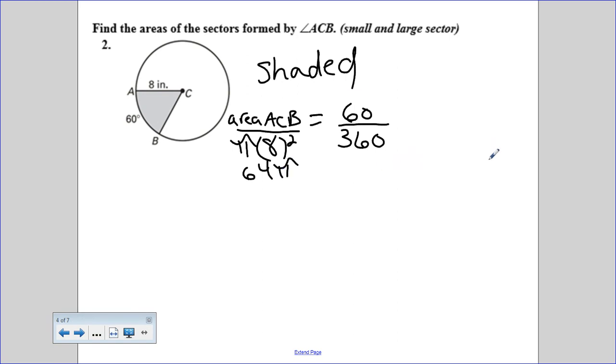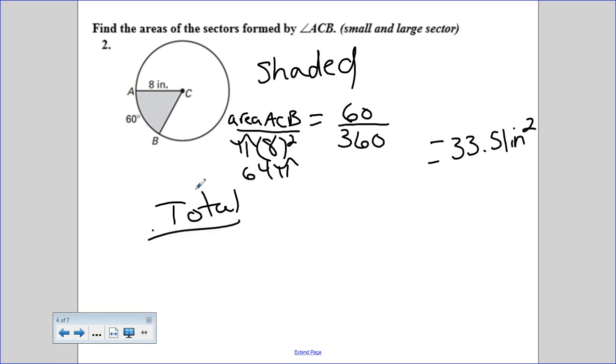When I do that, or when you do that, what you should get is 33.51 square inches. Now, for the unshaded, I could either set up another ratio, or I can find the area of the whole thing and subtract this. All right, so I'm going to go that way. So the area of the whole thing, we just found out, was 64 pi.